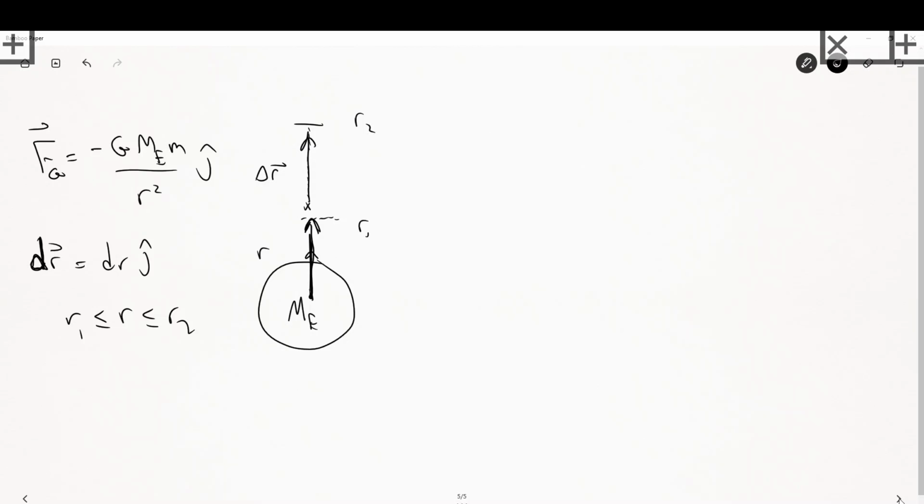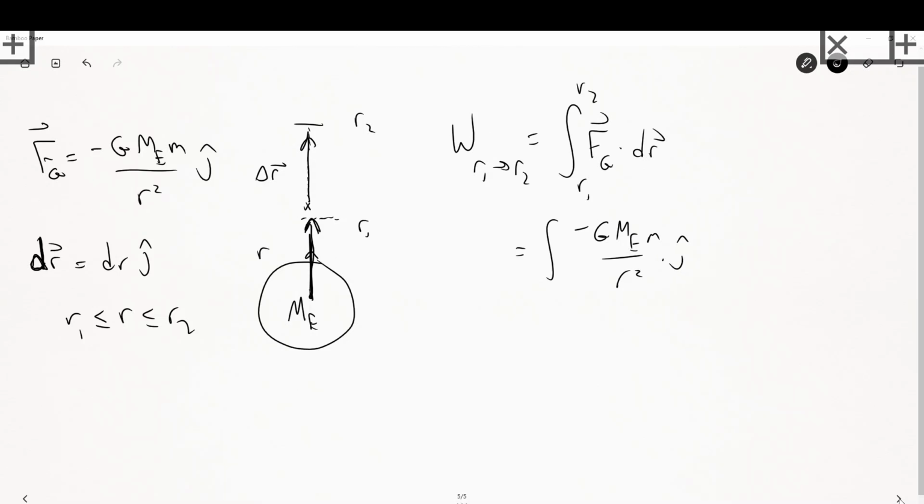So if I compute the work done, going from R1 to R2 by the force of gravity, that's going to be the integral of Fg dot dr from R1 to R2, which is minus G m_e m over r squared dot j-hat times dr j-hat from R1 to R2, which is the integral from R1 to R2 of G m_e m over r squared with a negative sign dr.